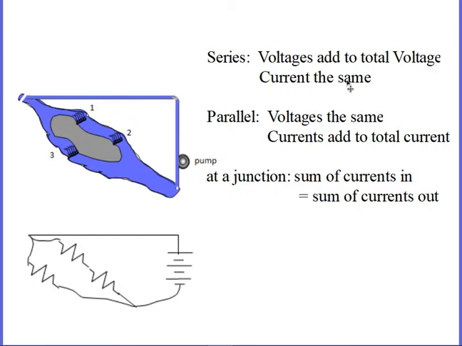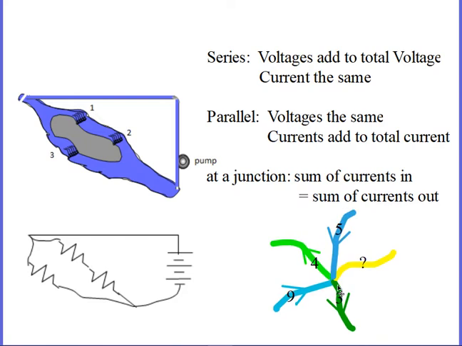That when you have resistors in series, the voltages add to the total voltage and the currents are the same. When you have things in parallel, the voltages across them are the same and the currents add. And at a junction, the sum of the currents into the junction is equal to the sum of the currents out. You can try your hand at this task here, where you have 5 in and 9 in and 4 out and 3 out. What's going on in that one? What direction and how much?